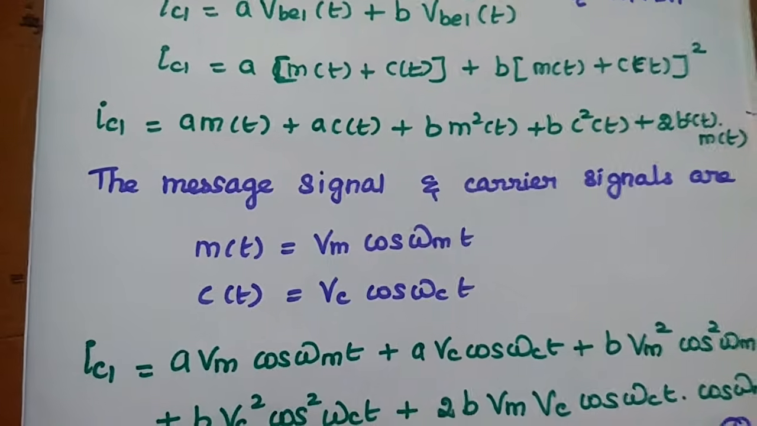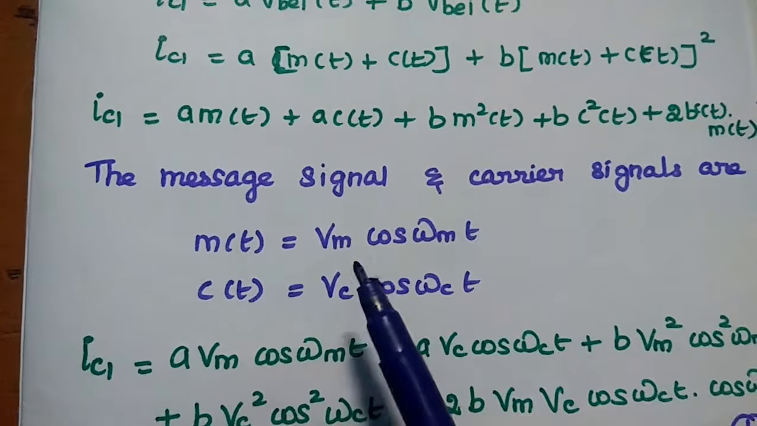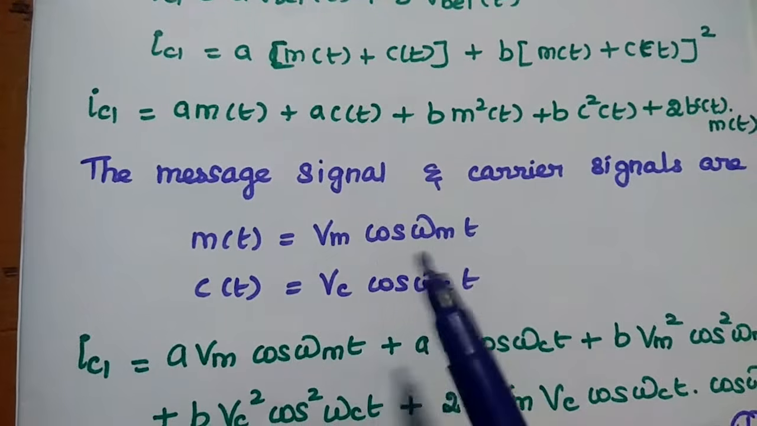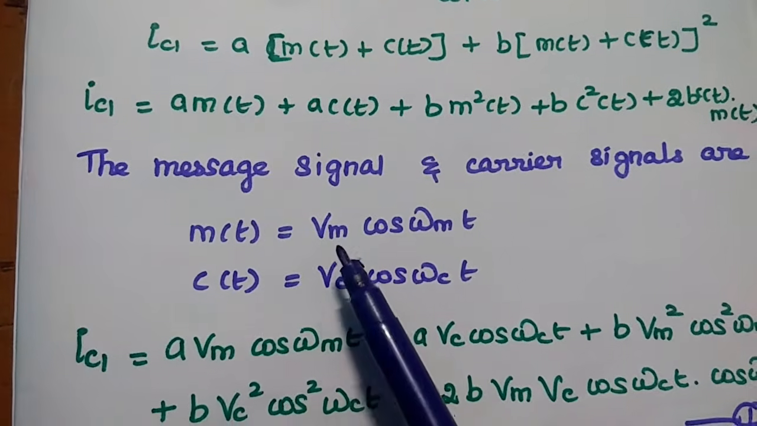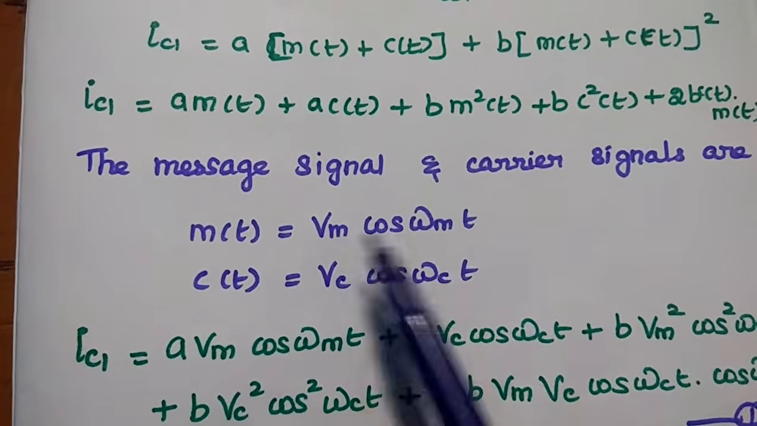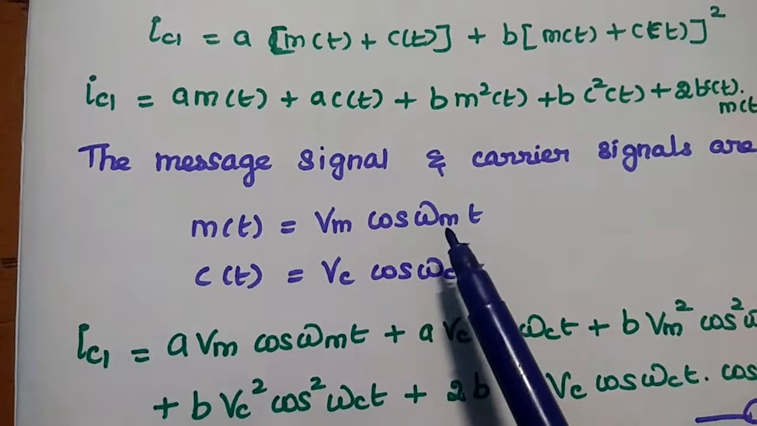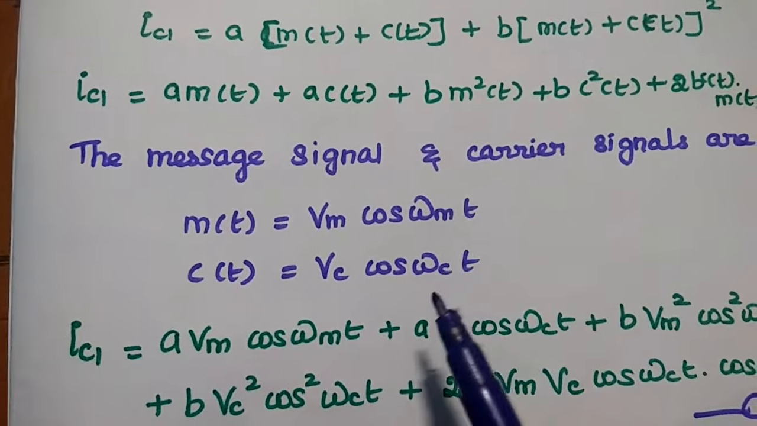As we know, the message signal is given as Vm cos omega m t. Here Vm is nothing but the amplitude of the modulating signal. Omega m is the angular frequency of the message signal.